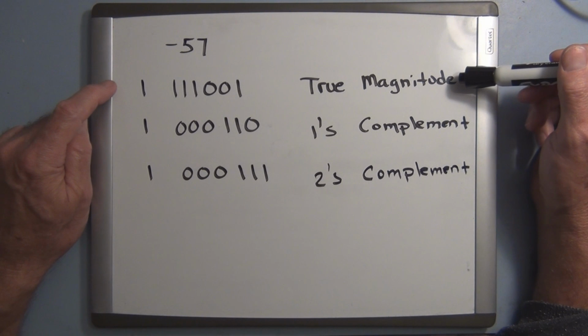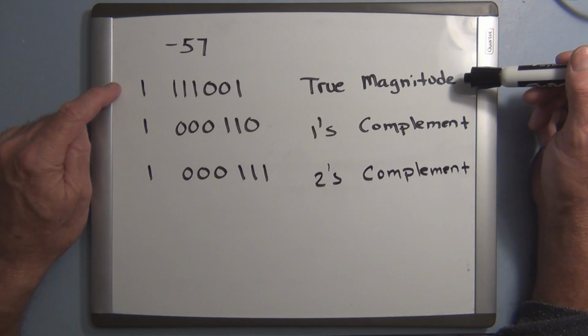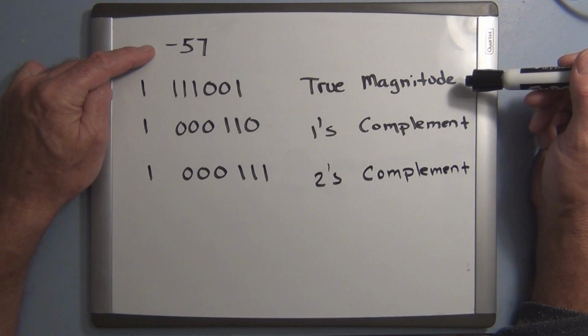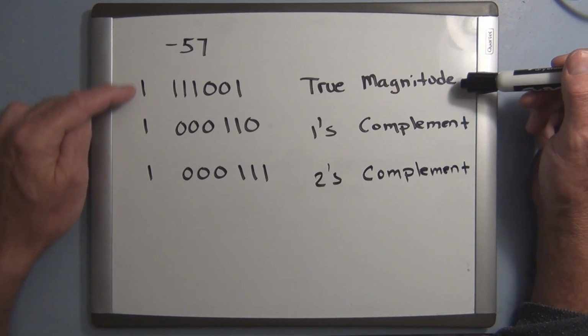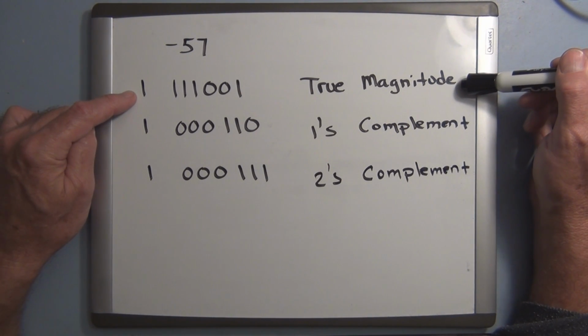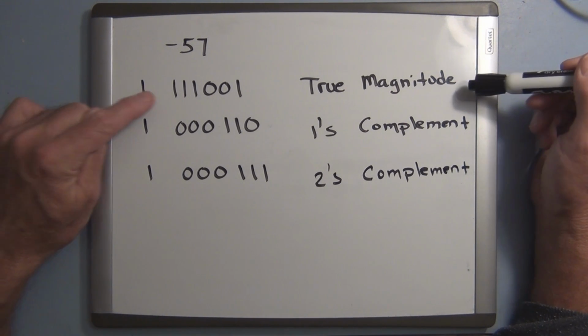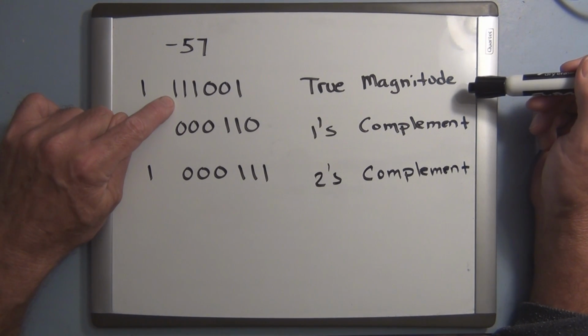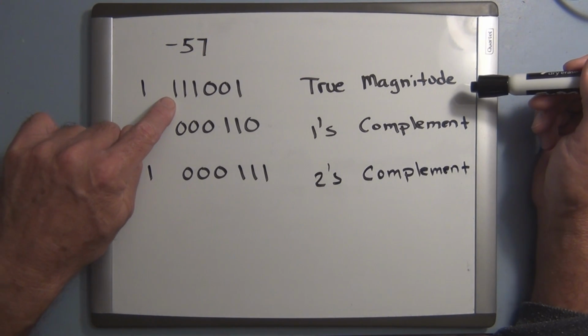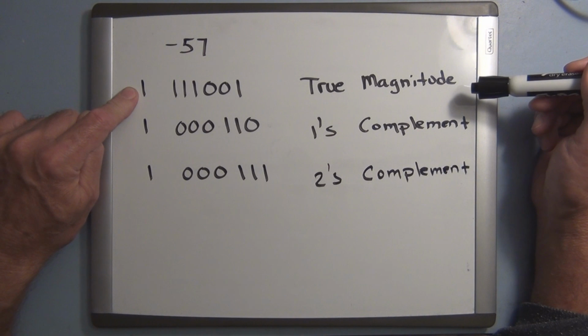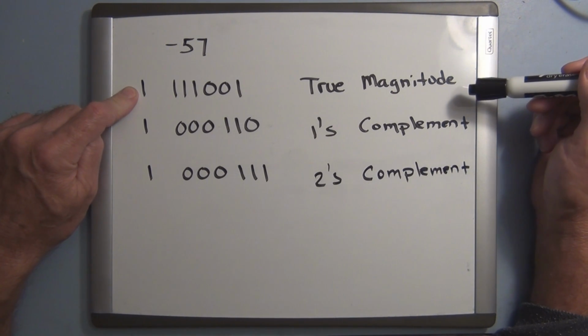So in this case, here are the 3 different forms that the number minus 57 can take. Here we have minus 57 in true magnitude form, where we have the true binary form of the magnitude portion of the number and the 1 in the sign bit to indicate that it's a negative 57.